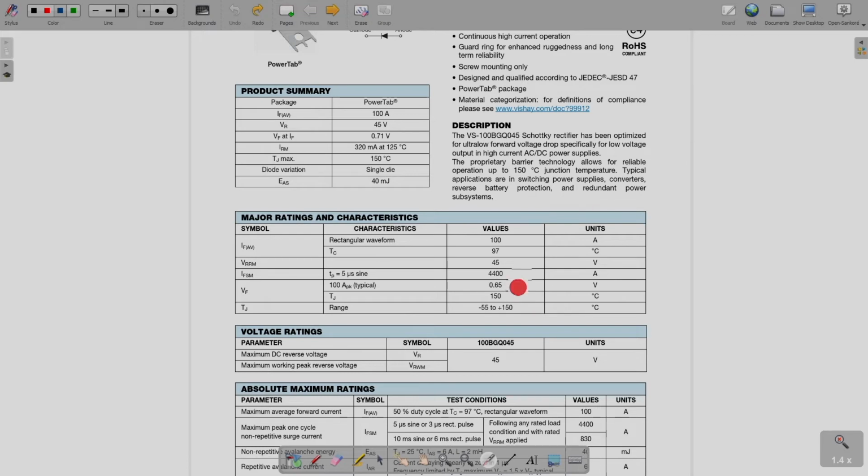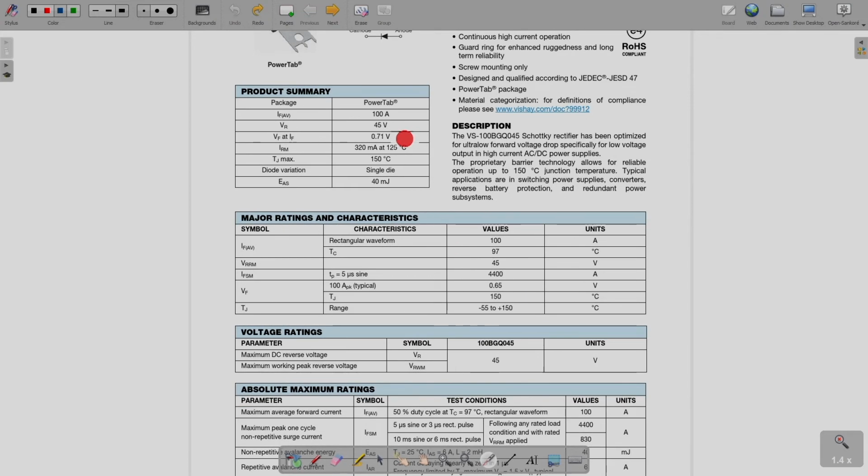Then a forward voltage drop, this is 0.65 volt, which is given at the temperature of 150 degrees C. Now please note that here they had provided it just 0.71 volt, whereas over here they provided it for 0.65 volt. So that all depends on what are the other conditions for which they are giving that VF. Then junction temperature range, that is also provided.